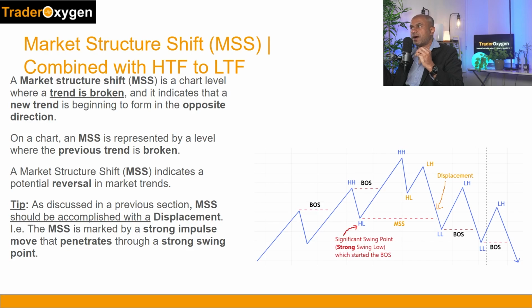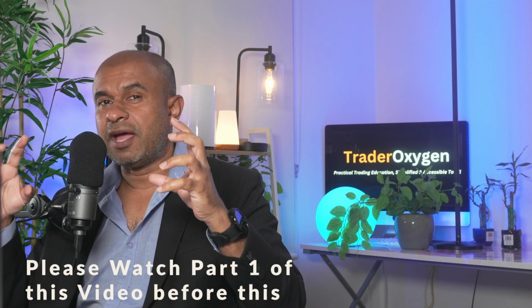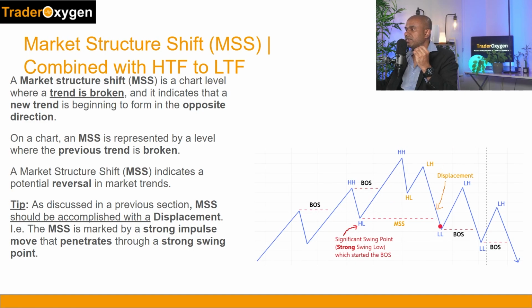Okay, let's look at market structure shifts combined with top-down analysis. We have already discussed market structure shifts in the previous video, so please make sure to look at those. I will do a quick recap of what market structure shifts are. With a strong price move down, which is the displacement, when the displacement happens and it breaks this significant swing point downwards, that's where the market structure shift happens. So it converts the uptrend into a downtrend. So that was a quick recap. However, look at the previous videos for a better understanding.